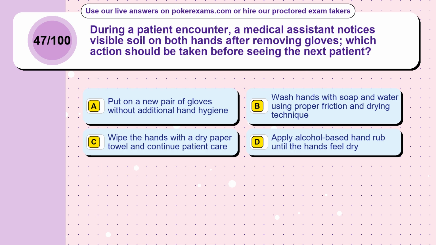Question 47. During a patient encounter, a medical assistant notices visible soil on both hands after removing gloves. Which action should be taken before seeing the next patient? Option A. Put on a new pair of gloves without additional hand hygiene. Option B. Wash hands with soap and water using proper friction and drying technique. Option C. Wipe the hands with a dry paper towel and continue patient care. Option D. Apply alcohol-based hand rub until the hands feel dry.